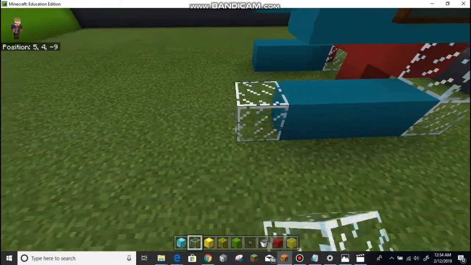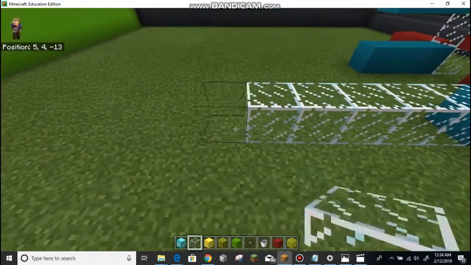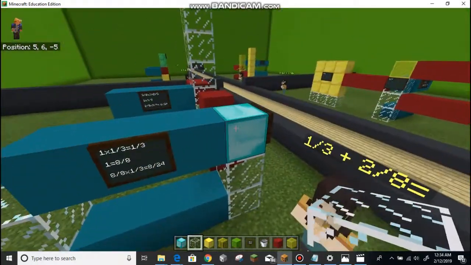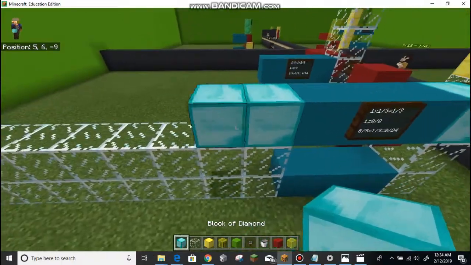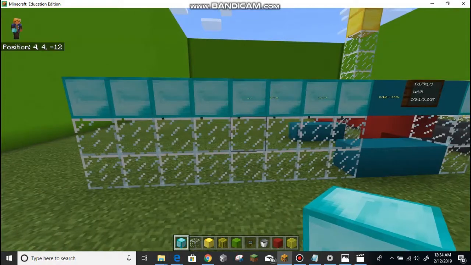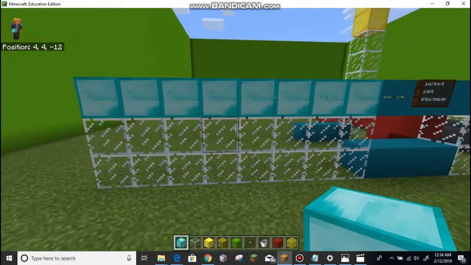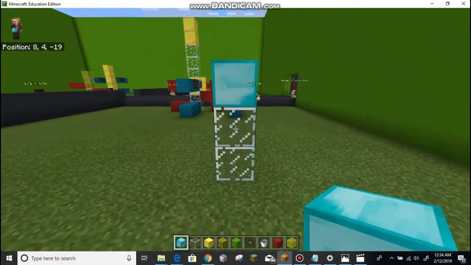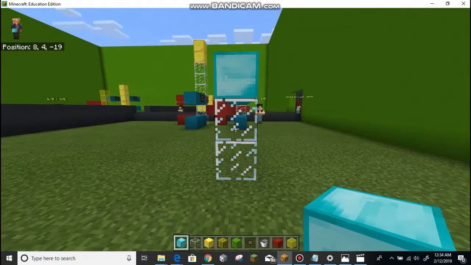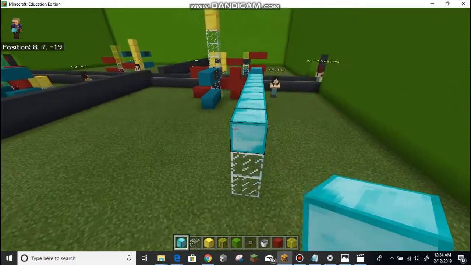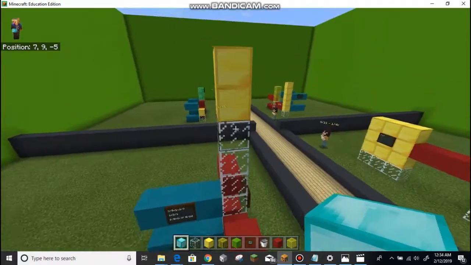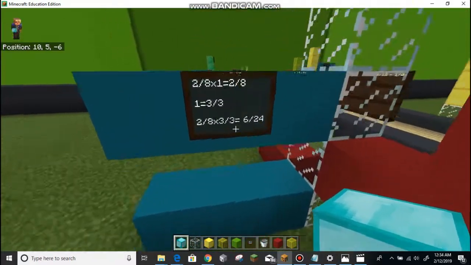So I'm going to build 1, 2, 3, 4, 5, 6, 7, 8. So we have a row of 8, 2 rows of 8, 3 rows of 8 is 24, and our last row is going to be diamond. So there's 8 diamond solid blocks, 24 in all. So 8/24. And if I look at it this way, what do you see? 1/3 exactly, because 8/24 is 1/3. They're the same amount.